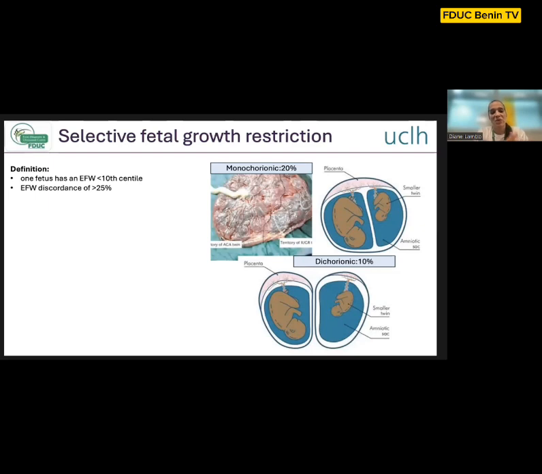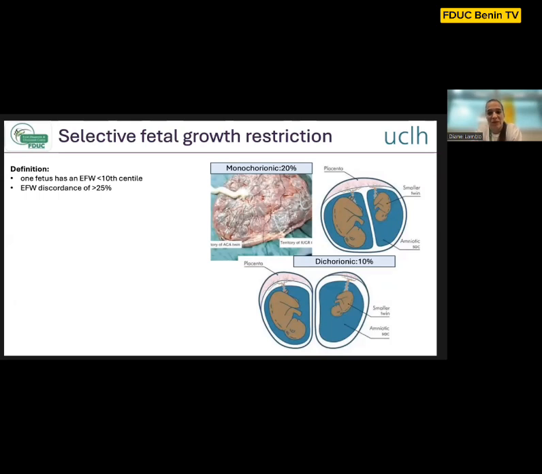The reason why a lot of clinicians add in this estimated fetal weight discordancy is because, well, actually, if both twins are on the 10th centile, then these are likely babies that are constitutionally small rather than a pathological problem. Now, the risk of fetal growth restriction in monochorionic pregnancies is much higher. It's around 20%. In dichorionic pregnancies, the risk of fetal growth restriction is around 10%, which is not too dissimilar from your singleton pregnancies.